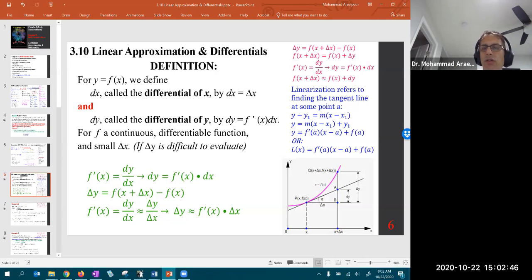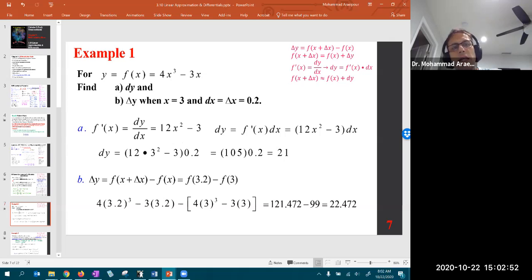Linearization, as it was mentioned, simply means find the equation of a tangent line. And we did this example, we calculated dy and delta y, and we basically plugged in. dy is f prime of x dx. Delta y is f of x plus delta x minus f of x.